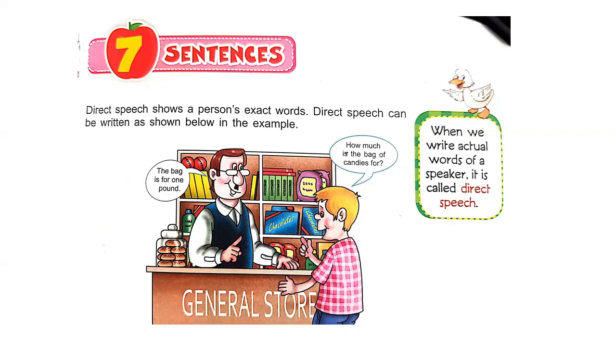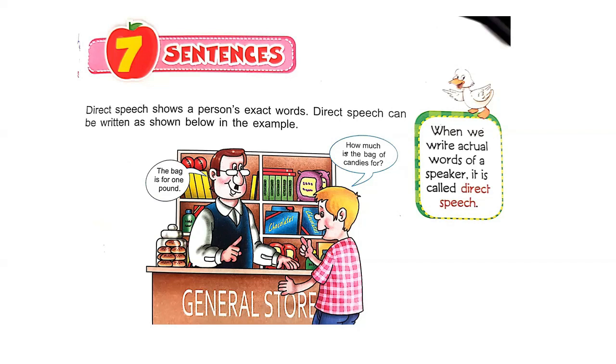Lesson number 7, sentences. This lesson talks about direct speech and identification of direct speech. What is direct speech? When we write actual words of a speaker, it is called direct speech. And a direct speech is always written between inverted commas. Direct speech is called spoken words, and they are written between two commas that are called inverted commas.